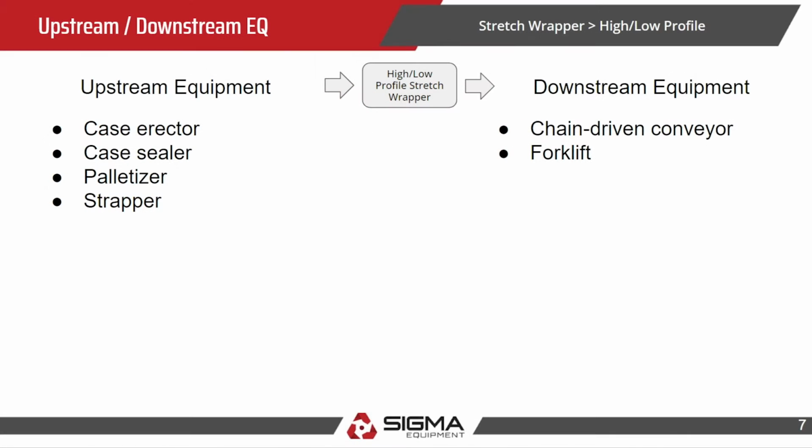Upstream, downstream. The upstream equipment is going to be your case erector, your case sealer, palletizer, and strapper. Downstream, this is really the end of the line for most production. You may have a chain-driven conveyor to be able to take your wrapped skid off of the stretch wrapper, and then possibly a forklift if it's a high profile.